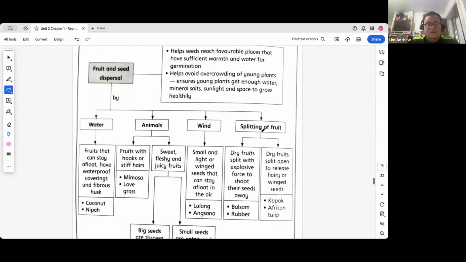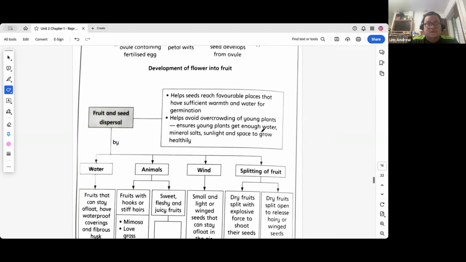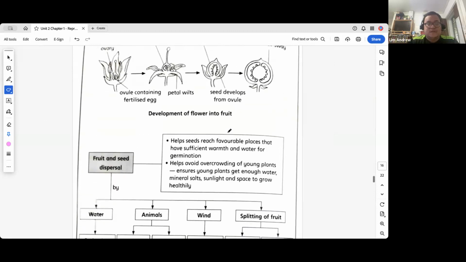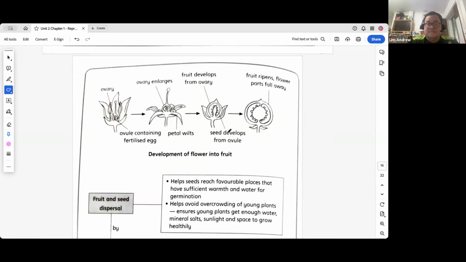Then let's proceed on. Let's look into the in-depth details. We have the ovary here. The ovary contains fertilized eggs. Then the ovary will enlarge and the petals will drop off. The ovary will form into a fruit. The seeds will develop from the ovules. And once the fruit ripens, the flower parts will fall away.